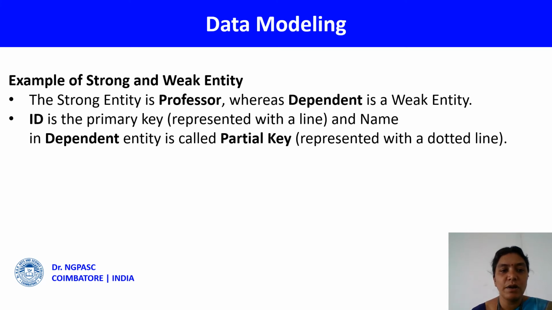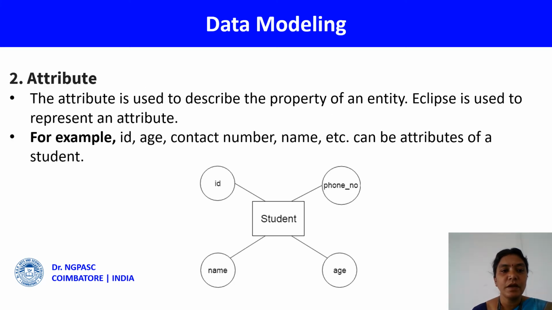So the ID column, which is the primary key, is represented with the help of a line. In the previous diagram, we have represented the ID column with the help of a line. And in the dependent entity, it is called the partial key, which is represented with the help of a dotted line. So next, let me define what an attribute is.